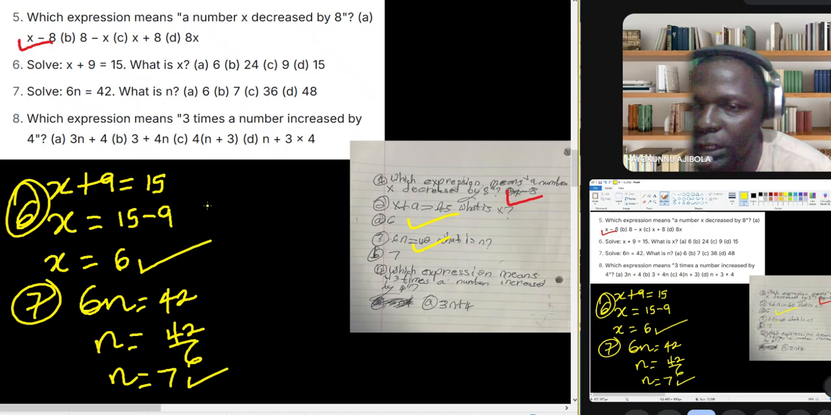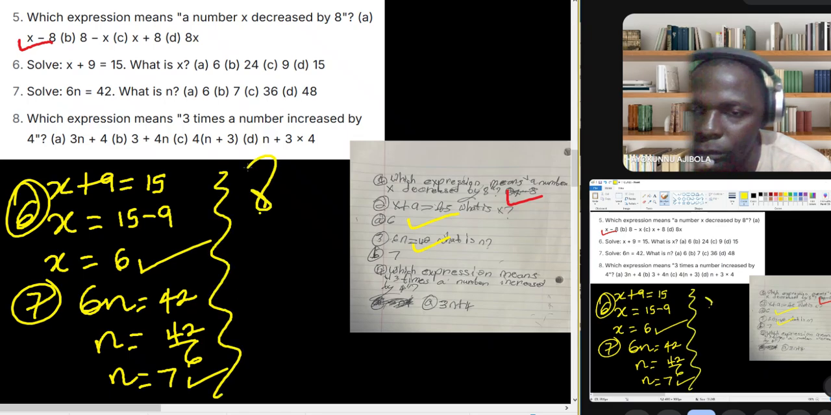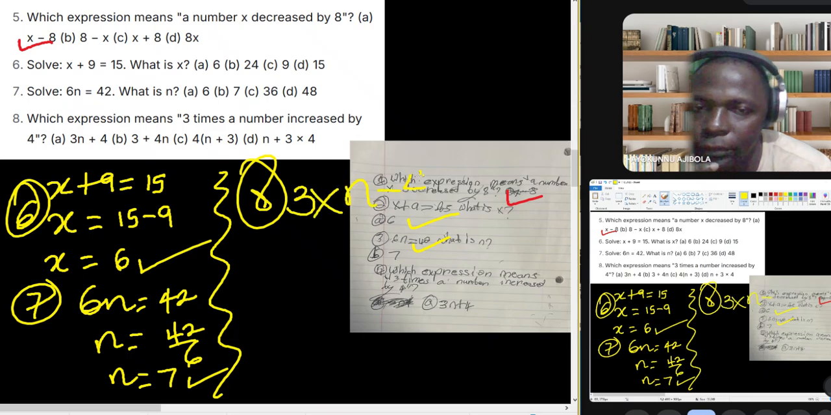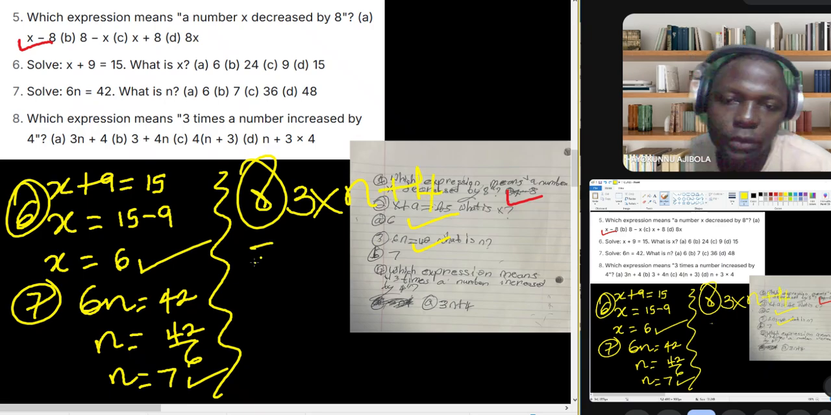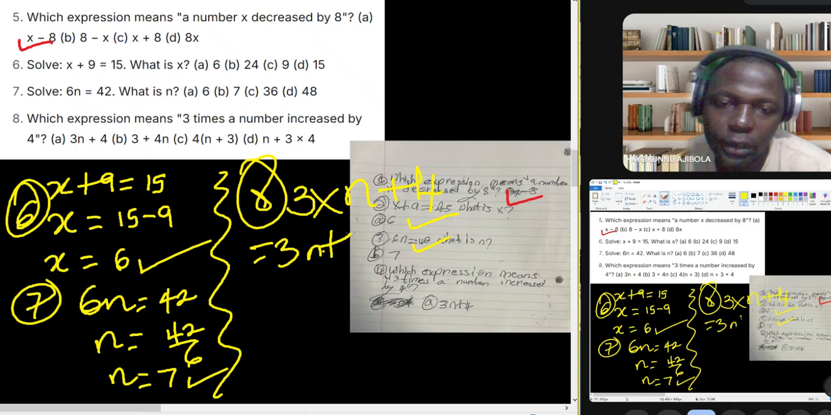Which expression means 3 times the number decreased by 4? 3 times a number minus 4. It said increase by 4. Okay, I thought it said decrease by 4. So that is 3n plus 4.